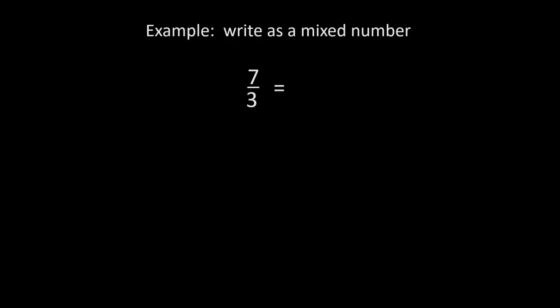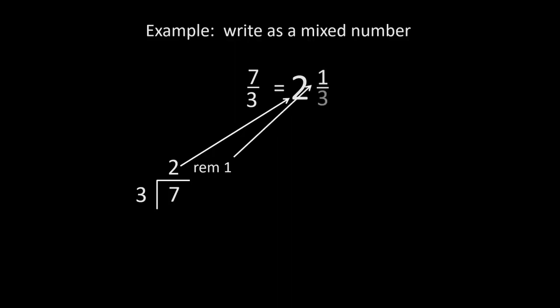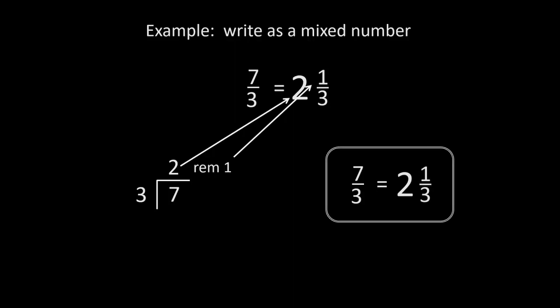So let's have a look at another example. 7/3. What do we do first? We do 7 divided by 3. Now, how many 3's in 7? 2. And what's the remainder? Remainder 1. So we've got 2 wholes, and we've got 1 left over, and we're dealing with thirds. So it's 2 wholes and 1/3.